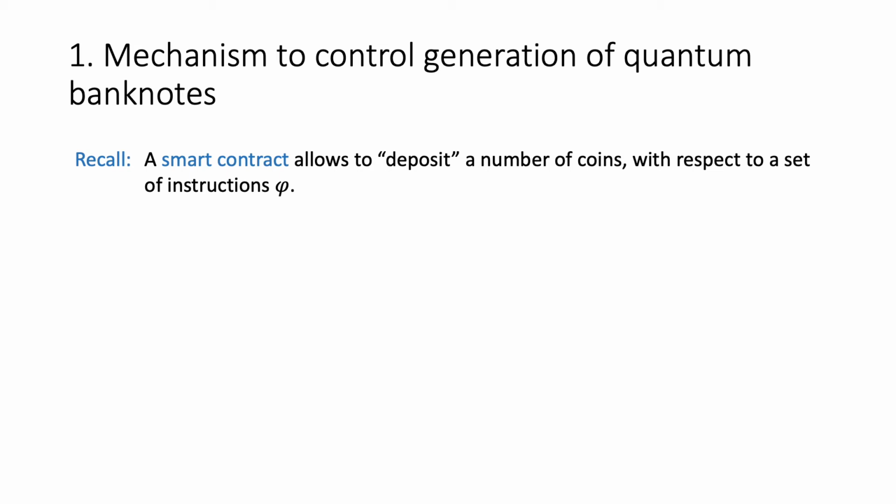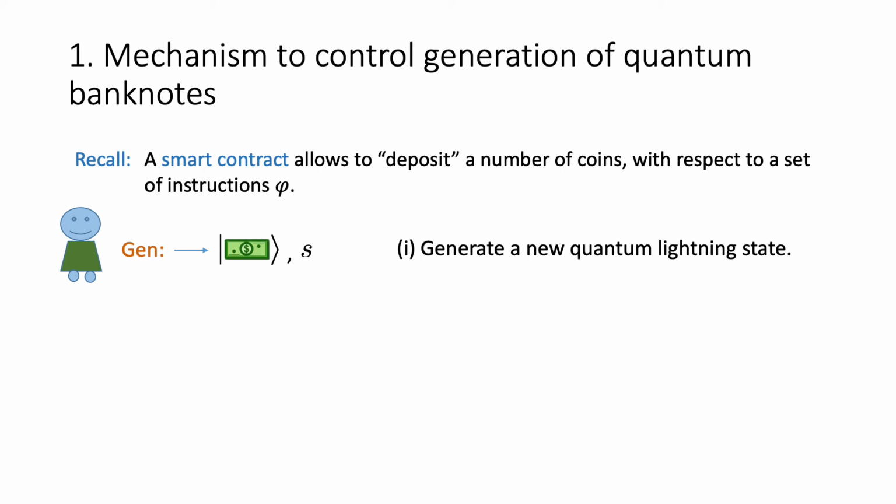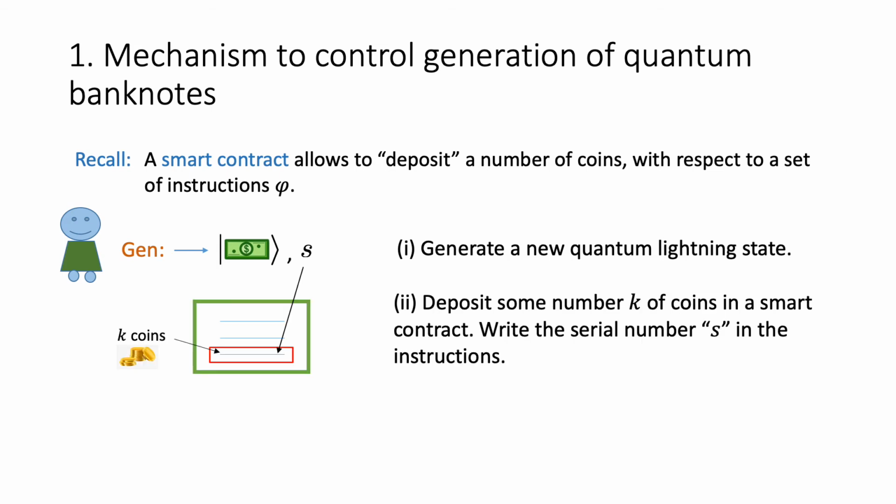Okay, so now to generate a valid quantum banknote in our payment system, a user does the following. So let's say Alice, she starts by generating a fresh quantum Lightning state. And then Alice will deposit some number k of coins, where k is a number of her choice. She'll deposit k coins into a smart contract, and she'll write the serial number S of the freshly created Lightning state in the instructions phi.